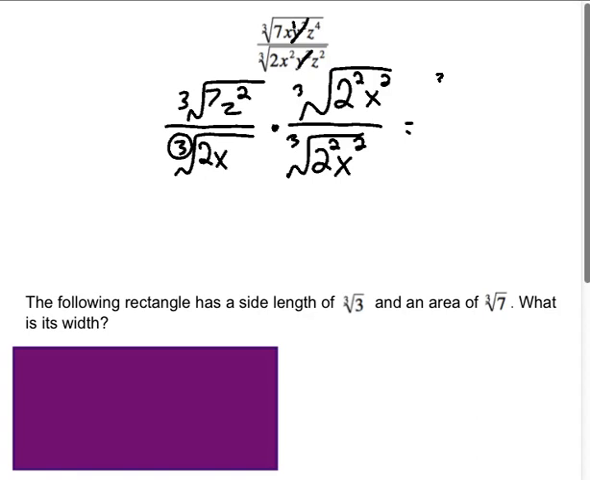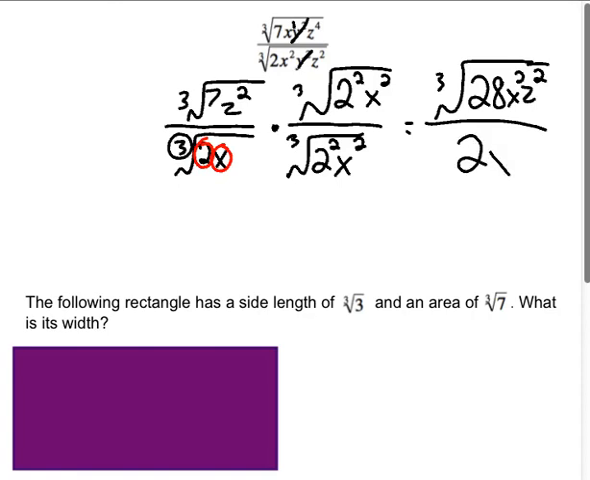So let's take a look. 7 times 4 is 28. Then x squared, z squared. And then on the bottom, always look for what pieces did I end up completing. I completed a 2 and I completed an x. So on the bottom, that's all that's going to be left. And then it's finished, okay? Everything is simplified and there's no radicals in the denominator. That's the biggest thing. You cannot allow radicals in the denominator.